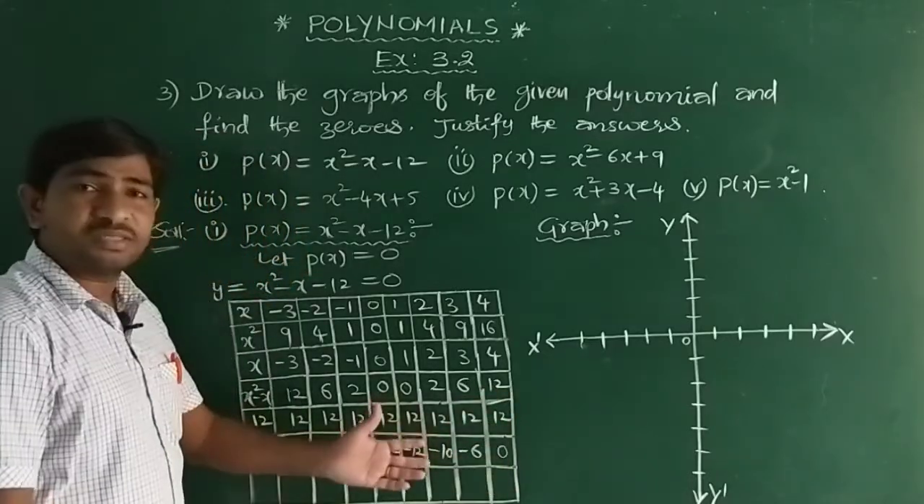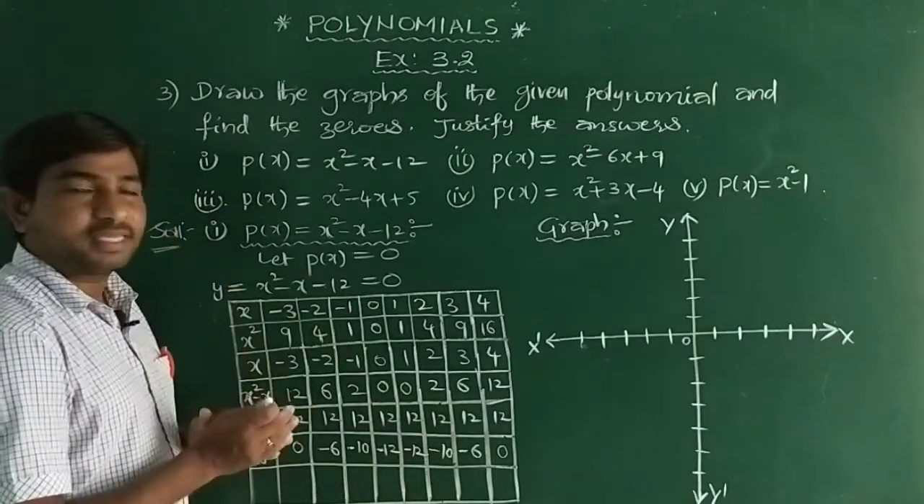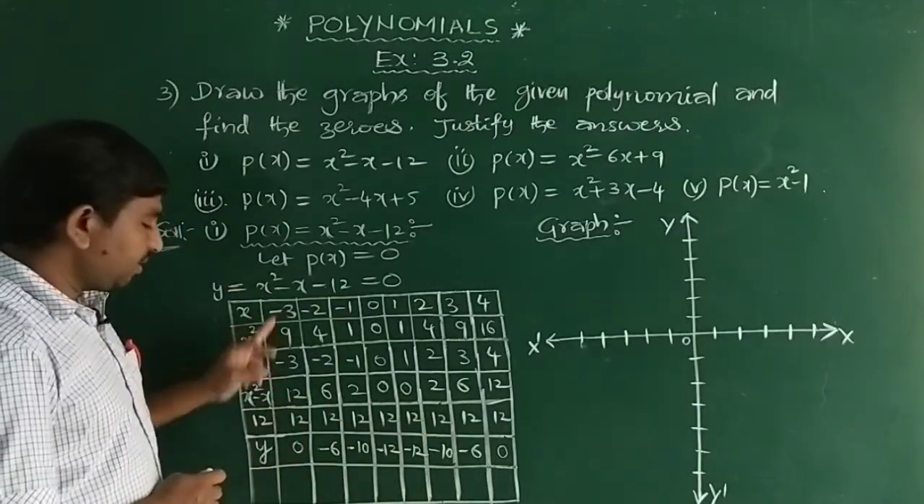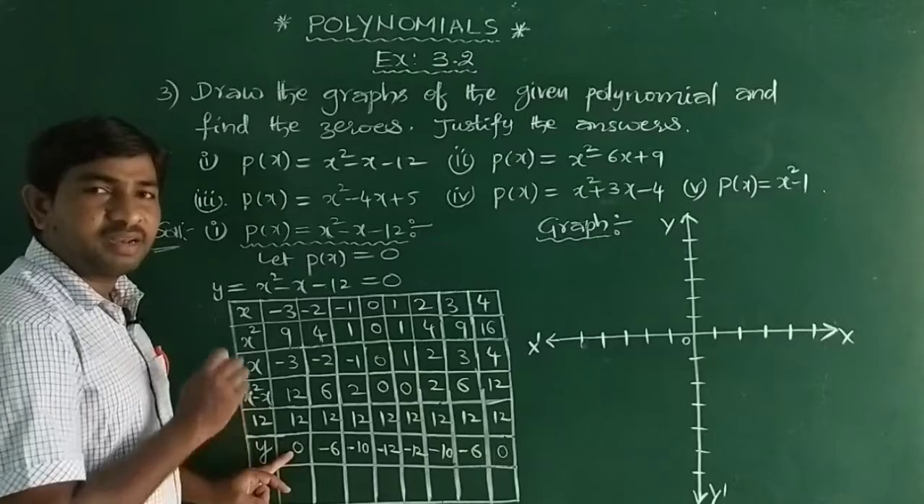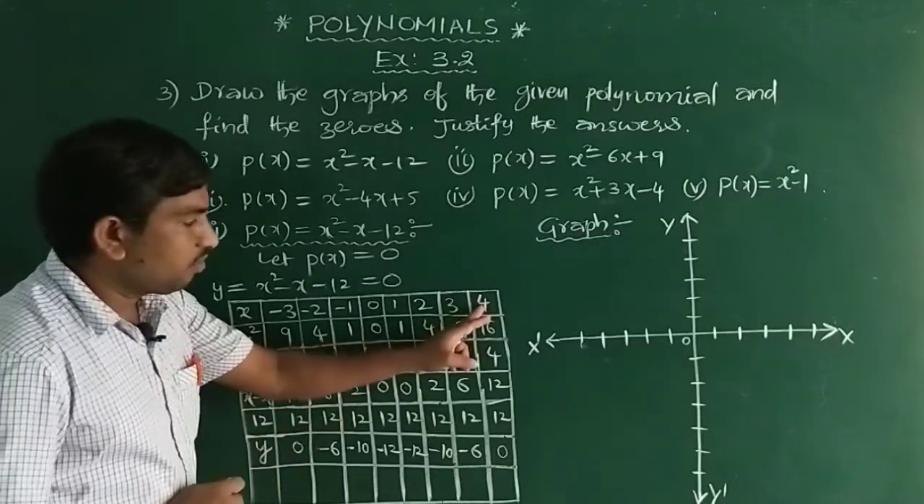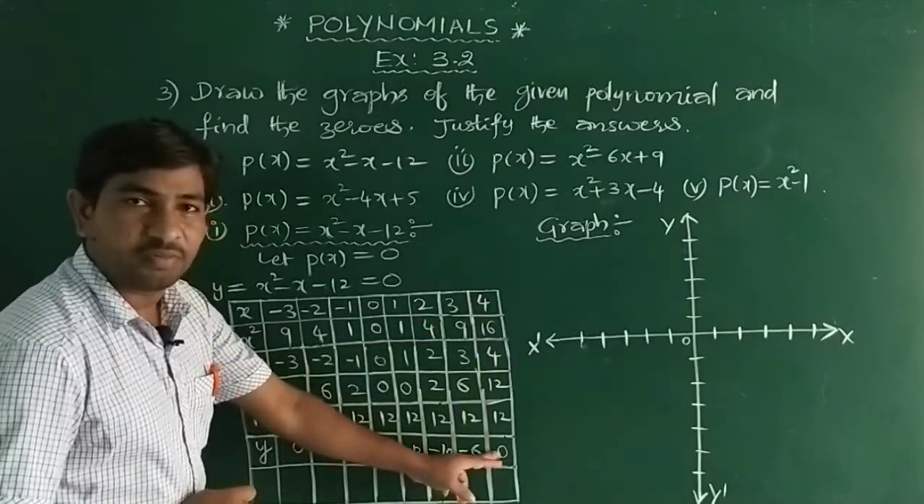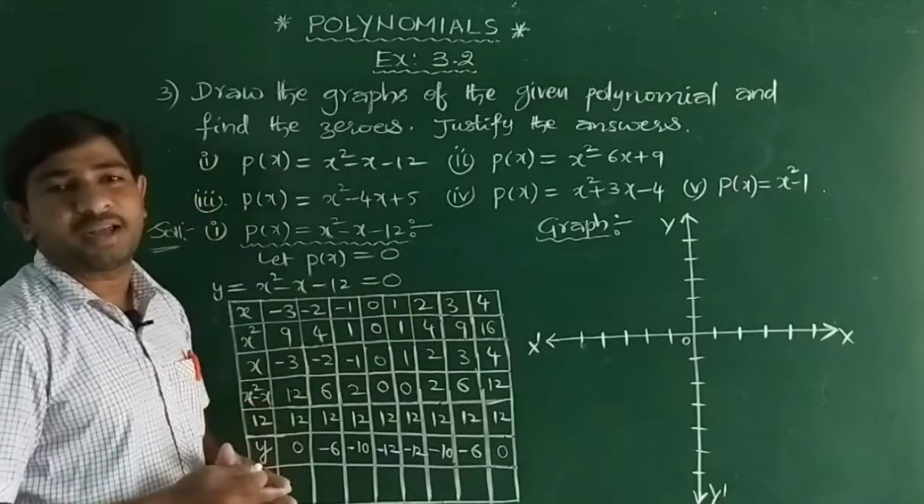So for which values is the given polynomial becoming 0? For minus 3 the y value we are getting is 0, and for 4 the y value is also 0, which means these two are the zeros of the polynomial.